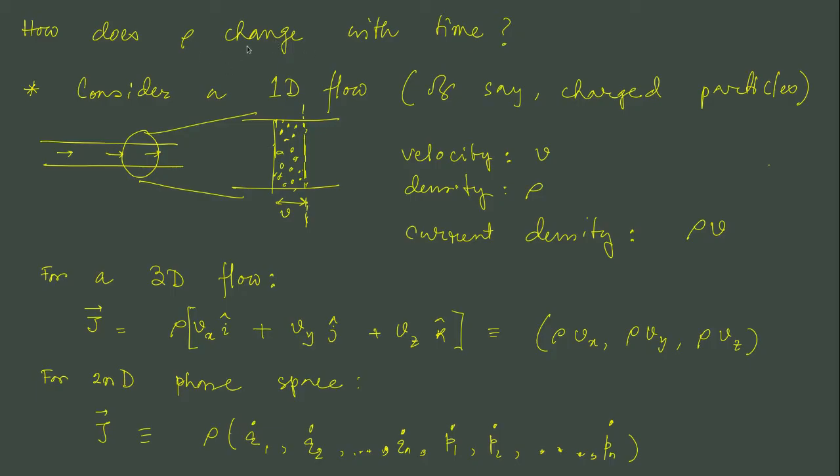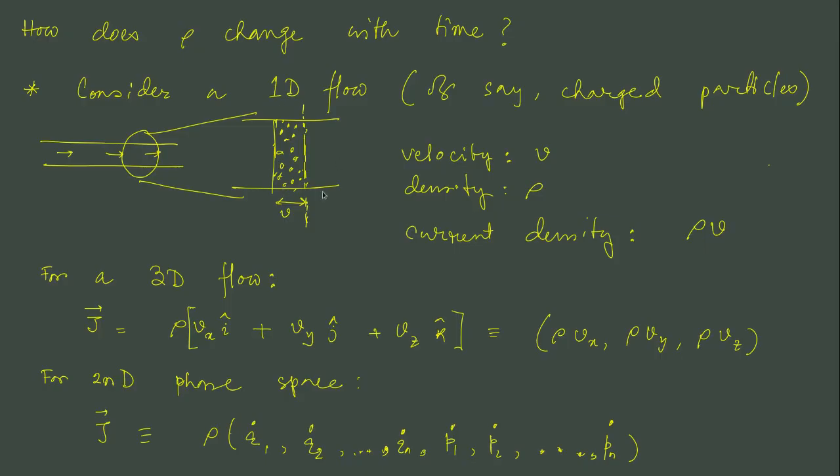The question that we ask is: how does rho change with time? To understand that, we can just consider a simple 1D flow, like a charge current that we have seen earlier. Let's say we have a tube-like structure with charges flowing along it. We already know that if the charge density is rho and the velocity is v, the number of charges passing across a line per unit time would be simply given by charge density times the velocity.